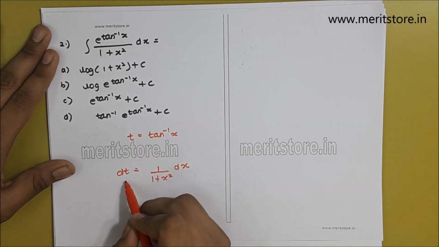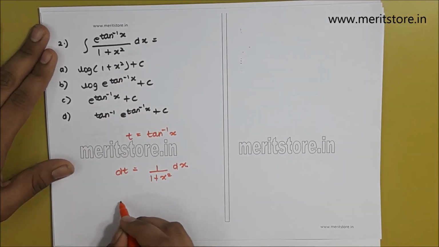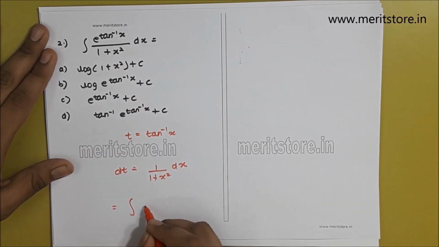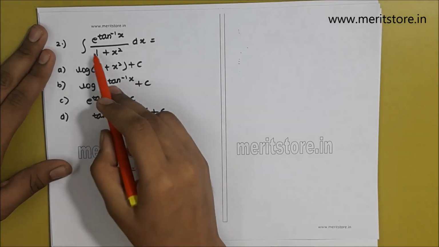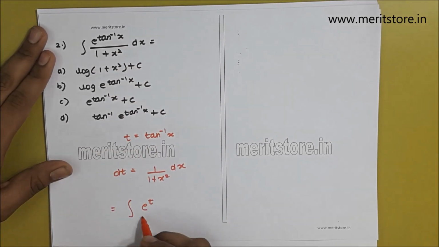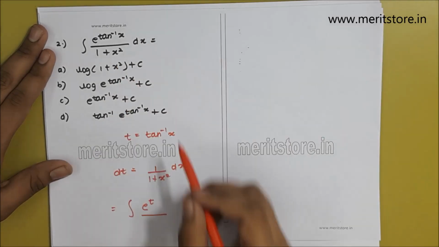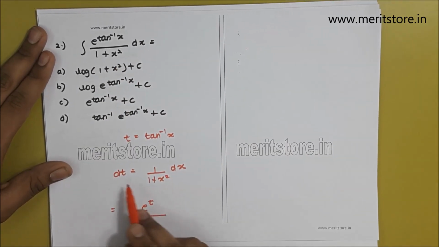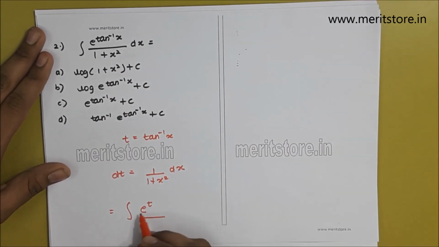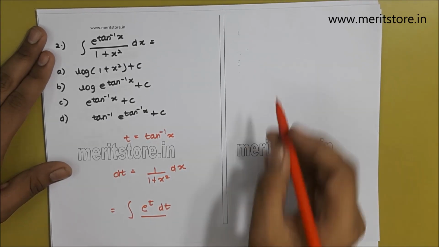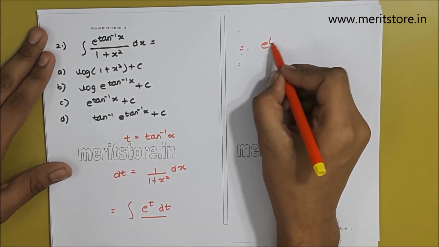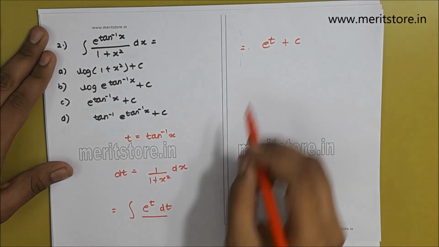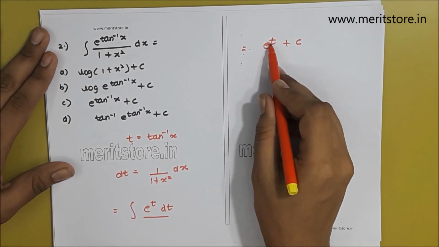Now resubstituting the value for dt and t in the equation, what we get is integration of e raised to t, that is e raised to tan inverse x is nothing but t, and dx upon 1 plus x square is nothing but dt. So now what we get is e raised to t plus c, because integration of e raised to t is e raised to t only.